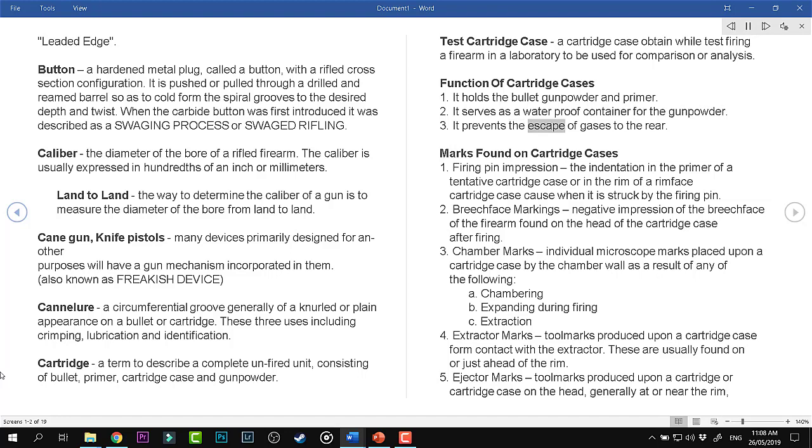3. It prevents the escape of gases to the rear. Marks found on cartridge cases. 1. Firing pin impression, the indentation in the primer of a centerfire cartridge case or in the rim of a rimfire cartridge case, caused when it is struck by the firing pin.